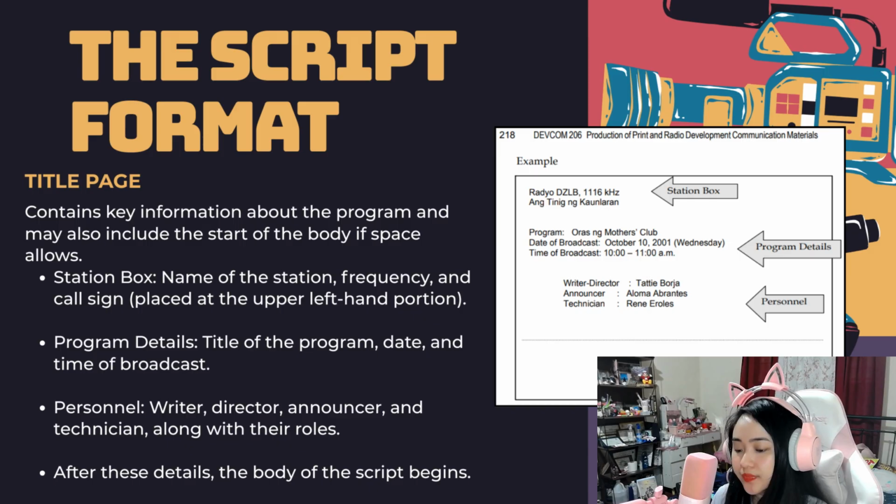The title page. The title page contains the necessary information about the program. It may also include the beginning of the body of the script if there's still space. It typically includes the following: the station box, where the name of the station, the frequency, and the call sign is located; the program details, wherein the title of the program, date, and time of broadcast; personnel, writer, director, announcer, and technician, along with the roles.